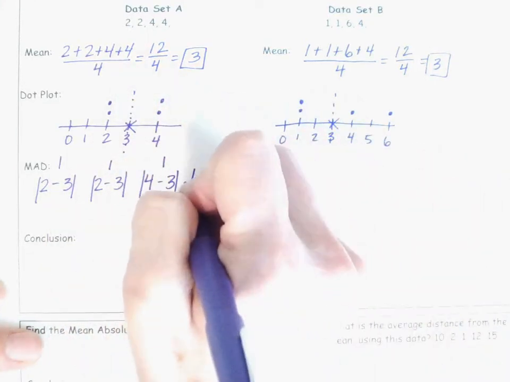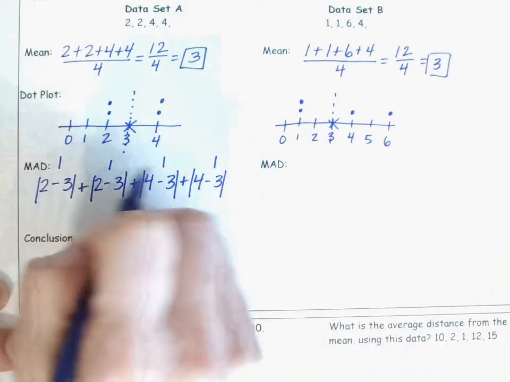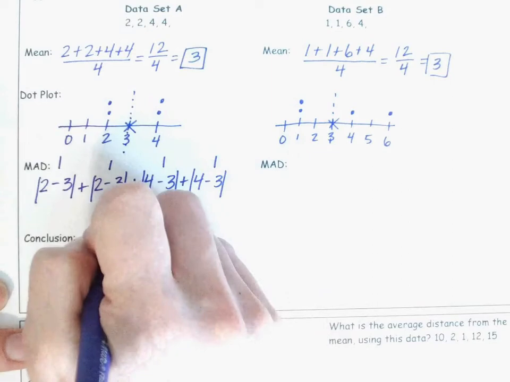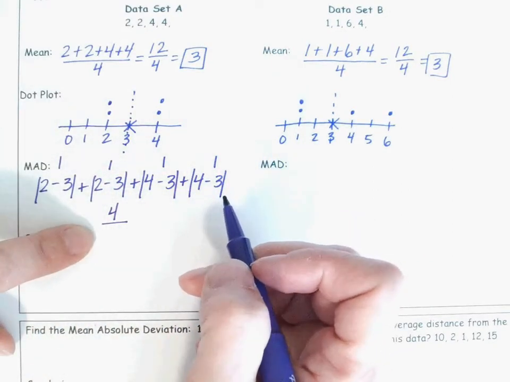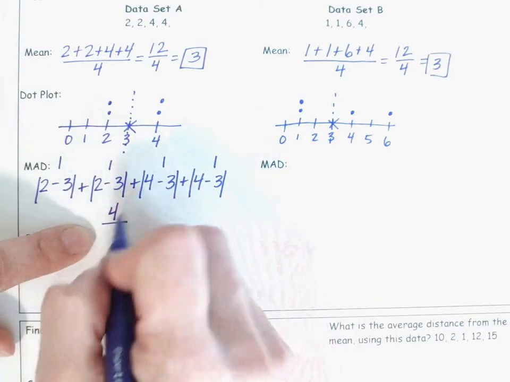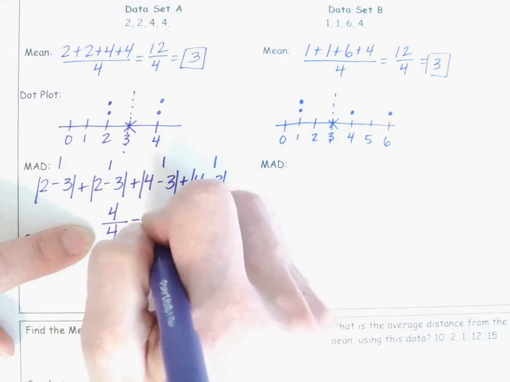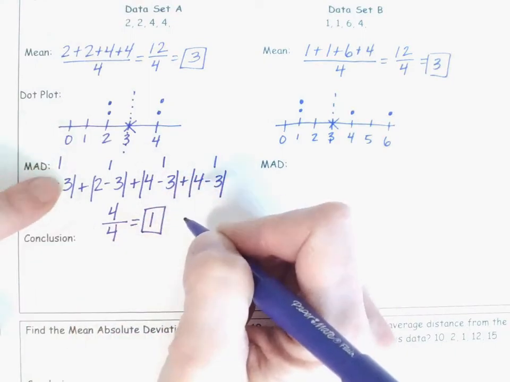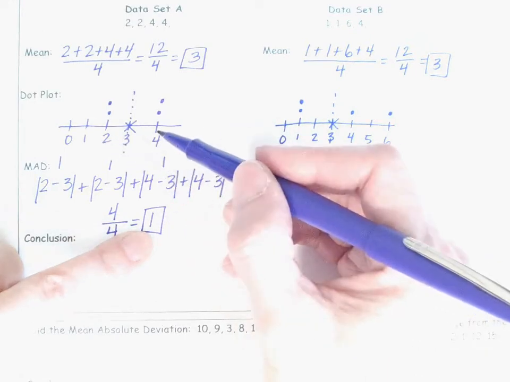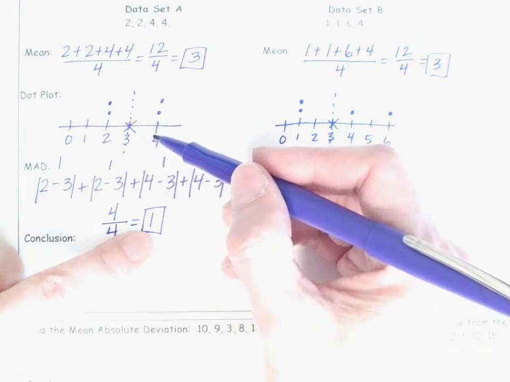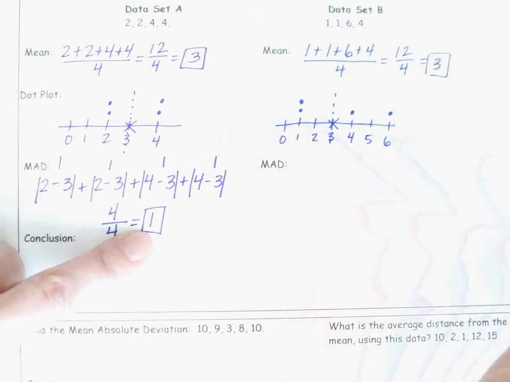Then I'm going to take all of this and add them up. When I add this up, 1 plus 1 plus 1 plus 1 is 4. And I'm going to find its average. So to find its average, again, we add them up and we divide by how many elements there are. There are 4. 4 divided by 4 is 1. So the mean absolute deviation is 1. What that means is each of our data values are about 1 away from the mean. And we actually see this on the dot plot.